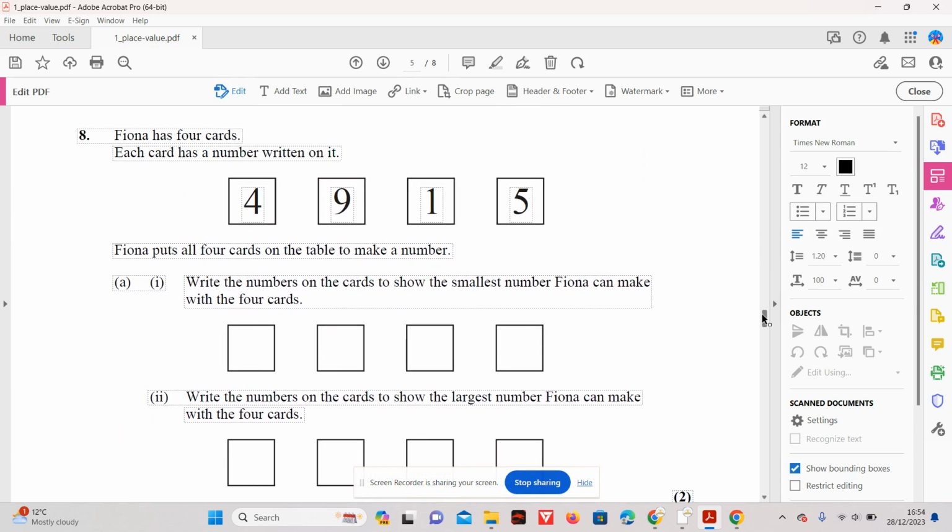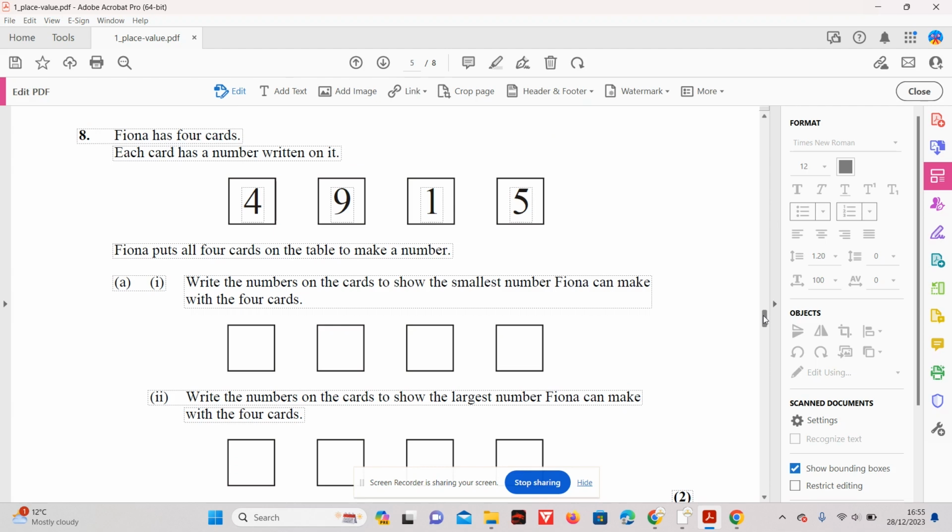So we've got a bit of a different question here. It's a bit more of a problem-solving question, but it's not too difficult. Fiona has 4 cards. Each card has a number written on it. So we've got a card with 4 on it, a card with 9 on it, a card with 1 on it, and a card with 5 on it. Fiona puts all 4 cards on the table to make a number. Write the numbers on the cards to show the smallest number Fiona can make with the 4 cards.